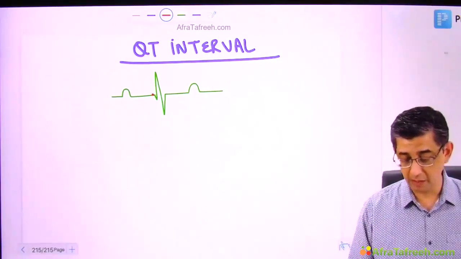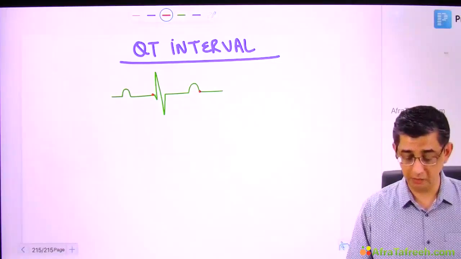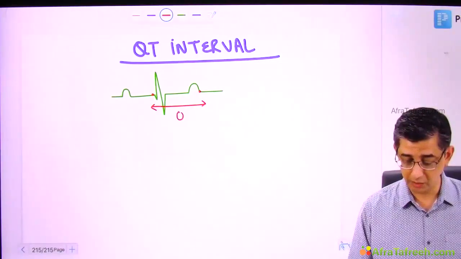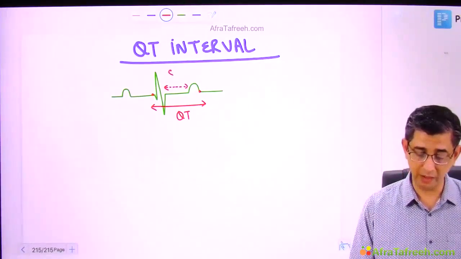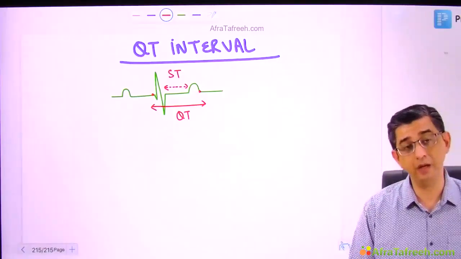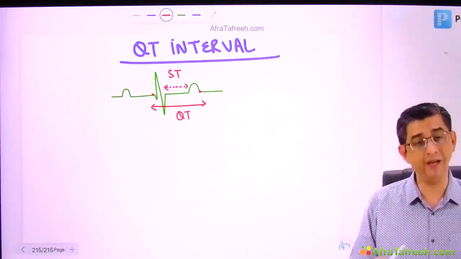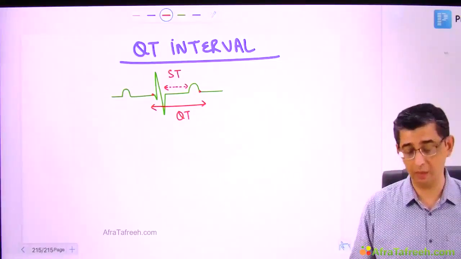The QT interval starts from the start of the Q and goes to the end of the T wave. This entire duration is called QT. In contrast, what I've highlighted at the moment, the end of the S and the start of the T wave, is the ST segment. The words are starting and end, and end and starting. That final difference has to be kept in mind.